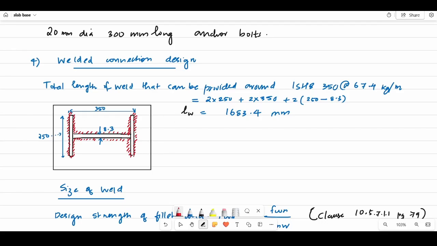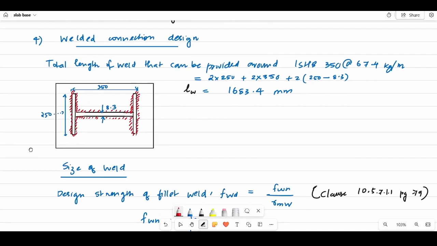Now there is this length remaining. This is the thickness of the web, which is 8.3, so we have to reduce that. So 2 times 250 minus this length, that is written here. When we substitute all these things, we will get the length of the weld as 1683.4 mm, as the total length of the weld.